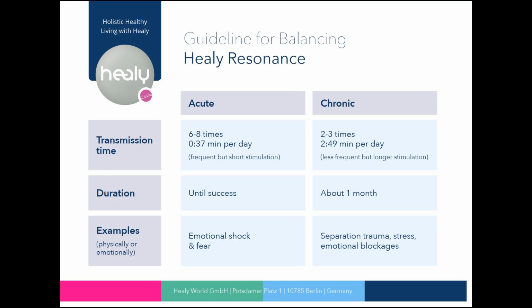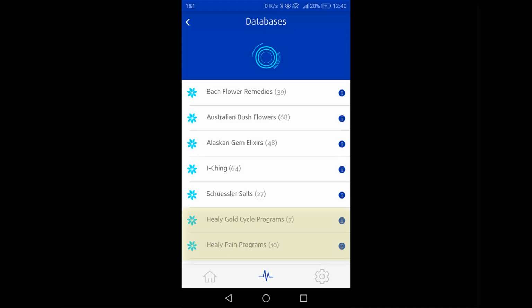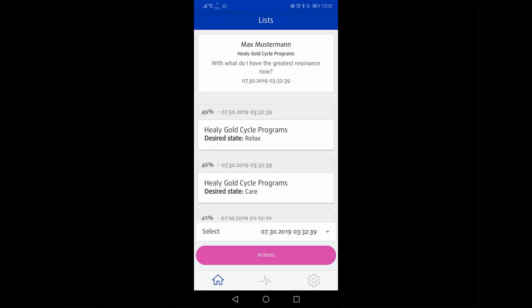All that is left to do now is answering the question of how to deal with analysis lists from the Healy program categories in the resonance module. If, for example, you select the Healy Gold Cycle Programs category, you will be shown an overview of the most important Gold Cycle programs for this client, sorted by relevance. Being a proud owner of the Healy app, you can now open the Gold Cycle program with the highest relevance in the Healy app and run it there.